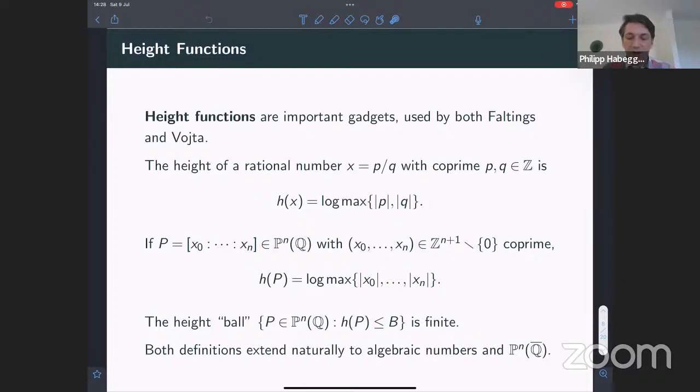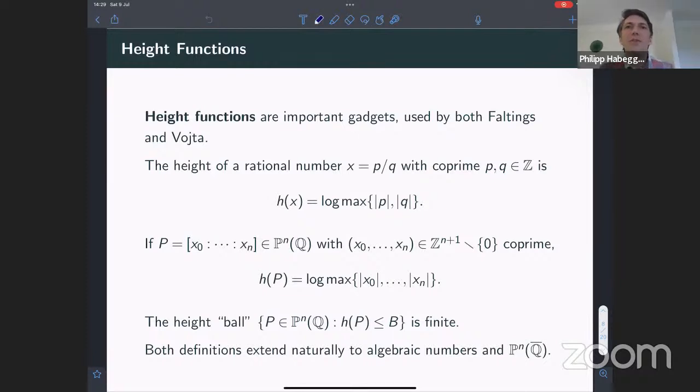So rational numbers are one thing, but we can also work with points on projective space. So we have this point P here on projective n-space. Any rational point can be represented by a tuple of n+1 coprime integers. This tuple will be unique up to sign. And if I take the L infinity norm, just the maximum of the coordinates, that will be uniquely determined by P because we killed off all common divisors. And then again we take the log of the whole thing. That will give us the height of a rational point on projective space.